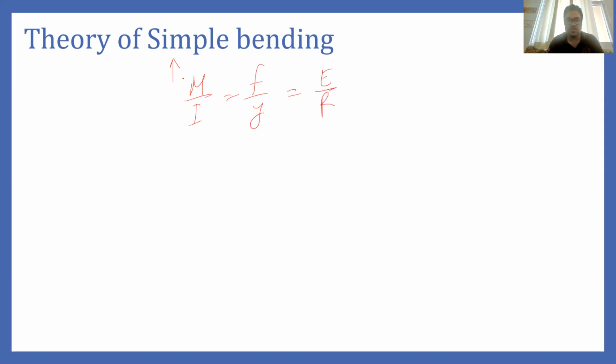This is a very important equation in the theory of bending, and using this equation, we can analyze and design the beam element. So for this equation, we are actually going to derive this equation. We will try to understand how this equation is formed in this form. So basically, we are going to derive this equation in this theory of simple bending.